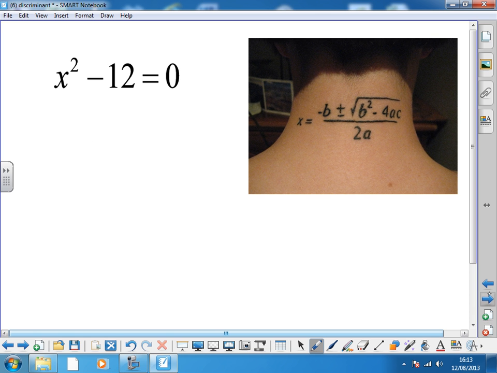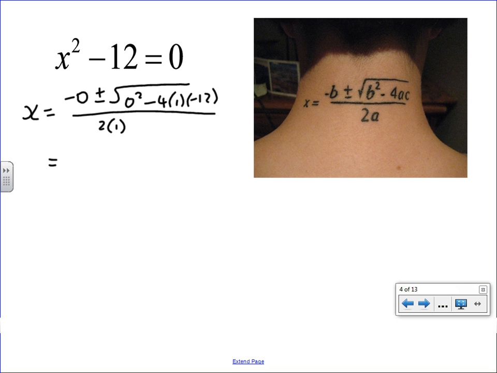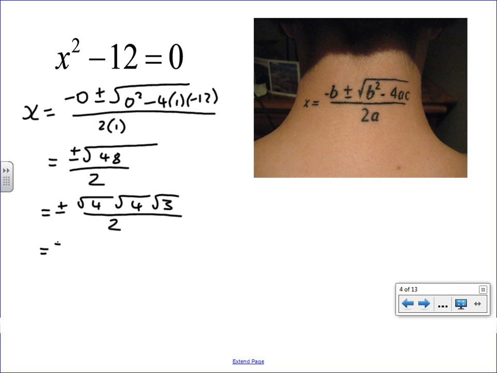Hooray. Next one. Okay, a bit more complicated. Maybe not. Maybe a bit easier. X equals minus b plus or minus the square root of b squared minus 4ac all over 2a. Just getting the a, b and c right there, that's all. So that is plus or minus the square root of 48 all over 2, which is plus or minus the square root of 4 times 12, which is 4 times 3, all over 2, which is plus or minus 2 times 2 is 4 root 3, all over 2, plus or minus 2 root 3.